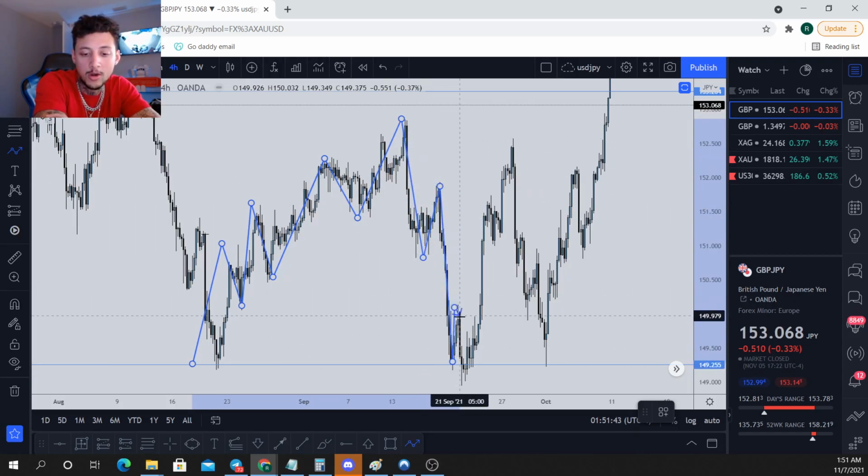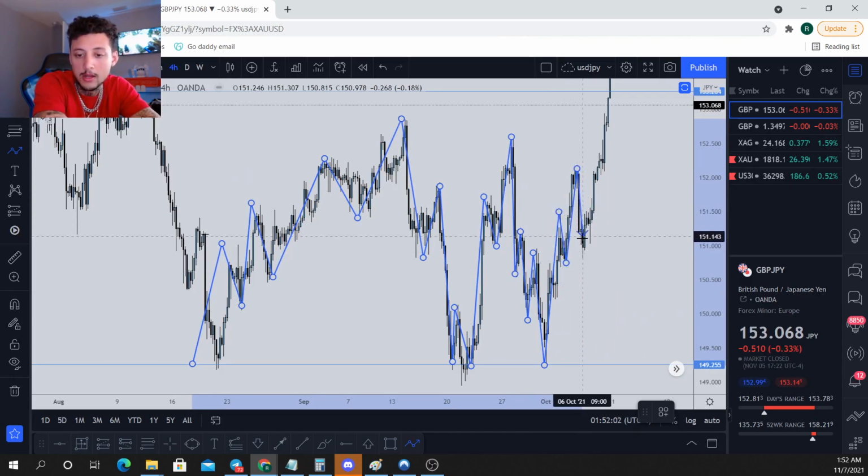Then watch, lower high, low, break of structure, higher high, higher low, higher high. Then again, break of structure, lower low, lower high, lower low, lower high, lower low. And then we have another break of structure here, higher high, higher low, higher high, low, higher high.